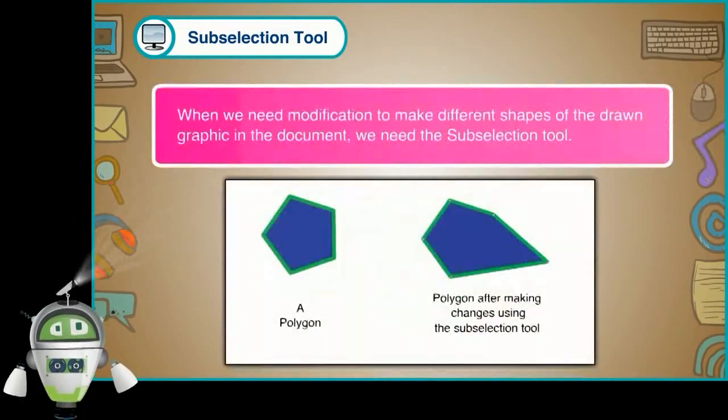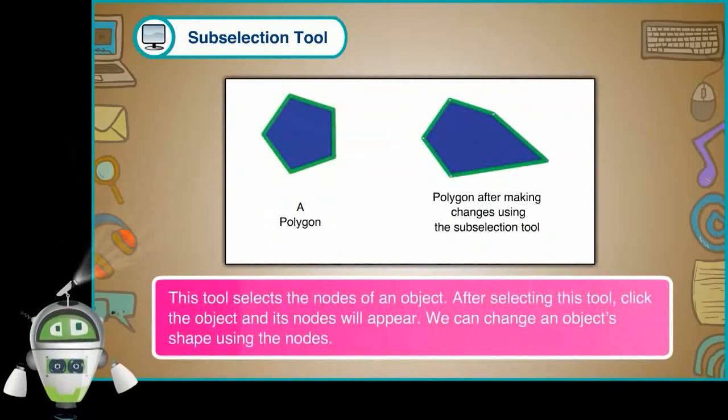Sub-selection tool. When we need to modify the drawn graphic in the document to make different shapes, we need the sub-selection tool. This tool selects the nodes of an object. After selecting this tool, click the object and its nodes will appear. We can change an object's shape using the nodes.